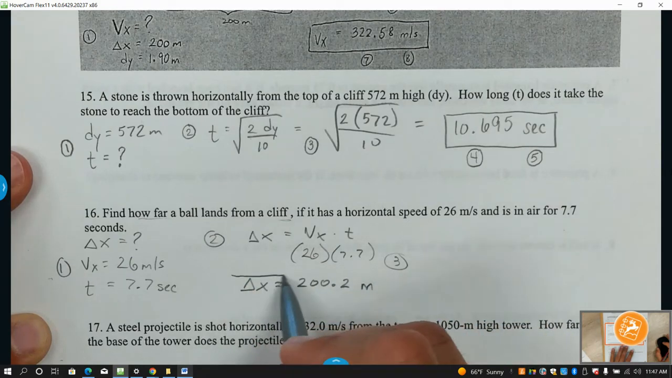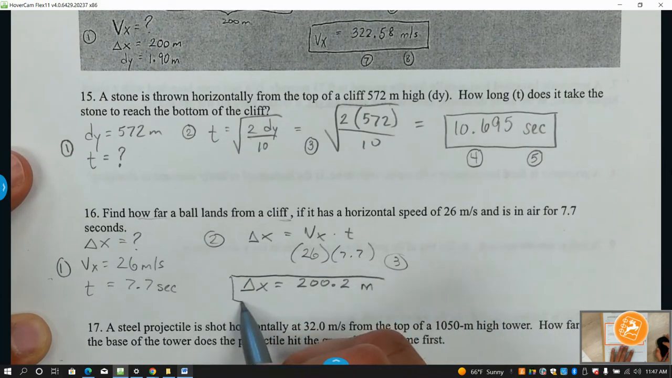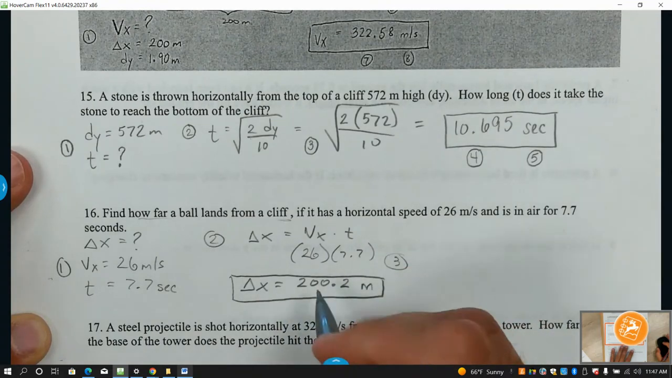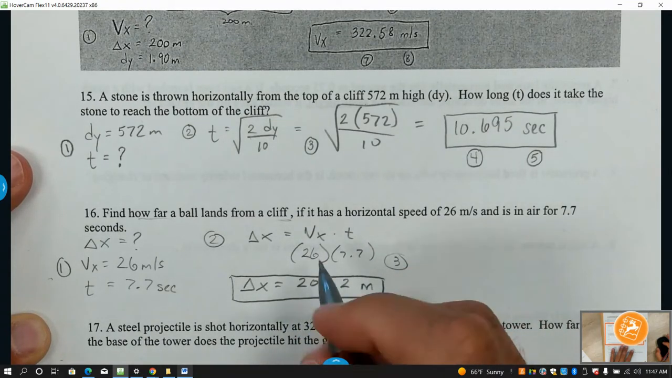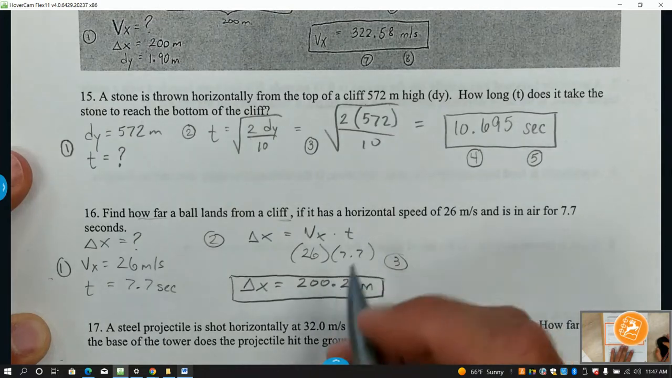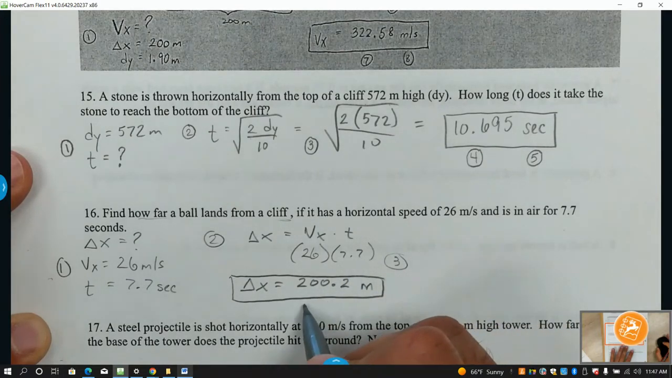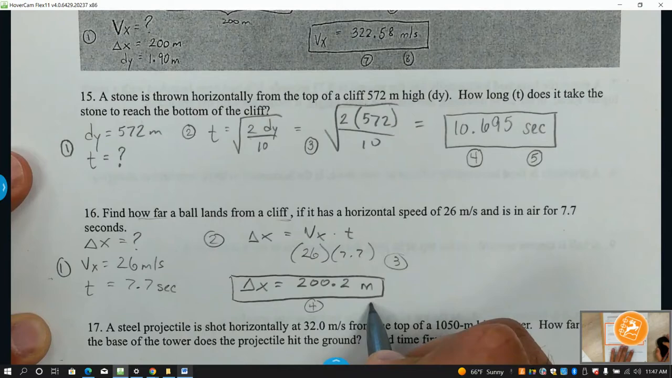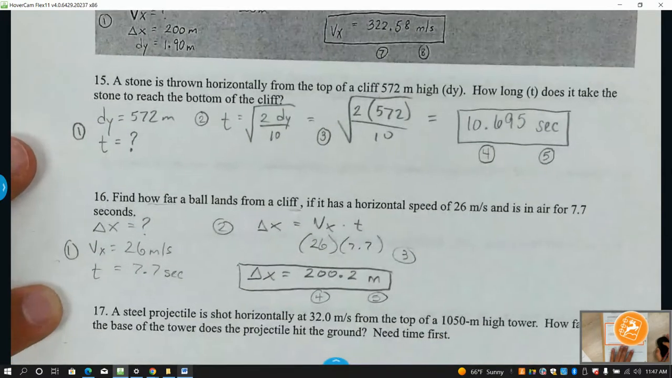So your dy and your delta x, guys, we're pretty much going to be in meters. Velocities, meters per second. And t, time, just in seconds. So this would be your fourth point and your fifth point.